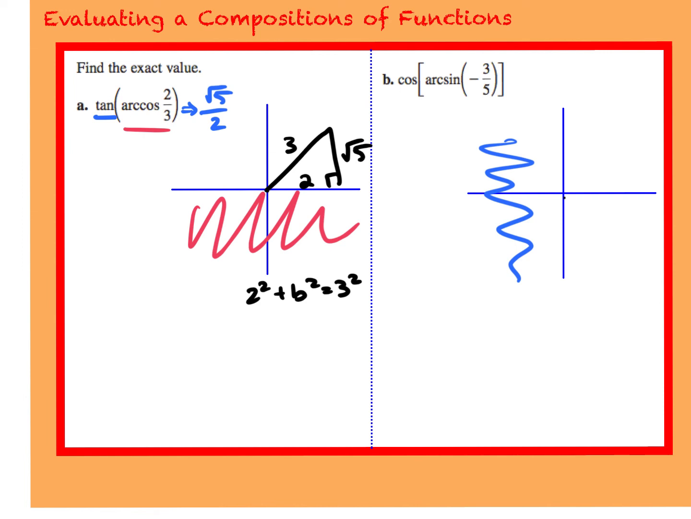All right, so now, which quadrant is it? It's in the 4th quadrant. Why is it in the 4th quadrant? It's negative. So now what is sine? Opposite over hypotenuse. So now I have a negative 3 there. I have a 5 there. We need to solve for my other side. So what's my other side? 4. Now that I have my triangle, let's evaluate cosine of it. What's the cosine? Adjacent over hypotenuse. 4 over 5. Pretty good.